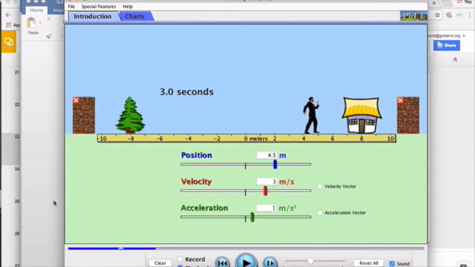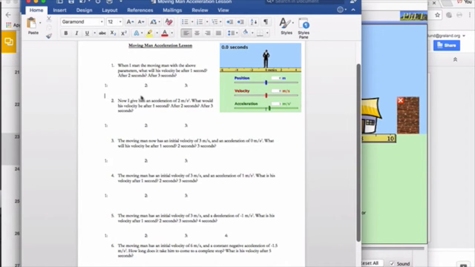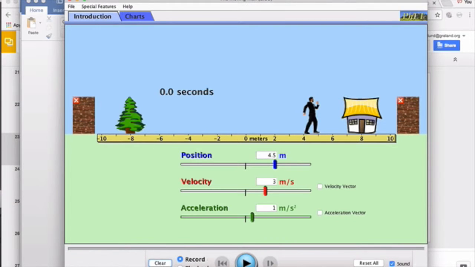So let's go back to this file here. If I did an acceleration of 2 meters per second squared, what would it be after 1 second, 2 seconds, or 3 seconds? Let's clear that and set this back here, 0 and 2 meters per second. Like I said, you might want to pause it before this. Let's play this back, and we've got 2 meters per second, 4 meters per second, and 6 meters per second.